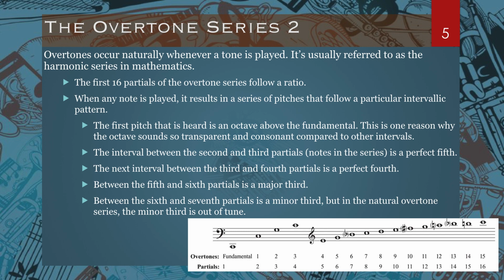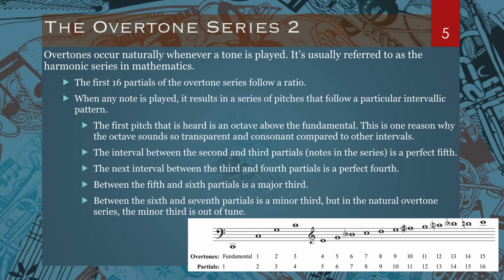After this, we have a major third, from the fourth to the fifth partial, where you see that E there from C to E, and then you have a minor third from the fifth to the sixth partial, and then another minor third from the sixth to the seventh partial.